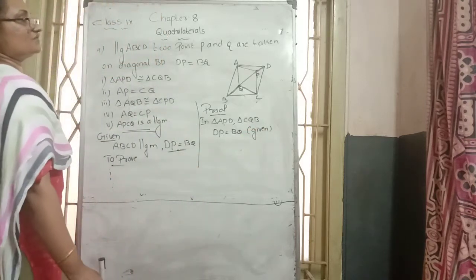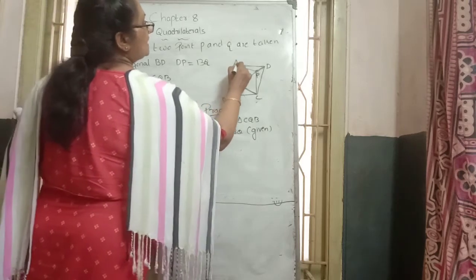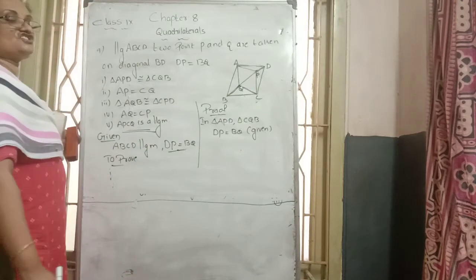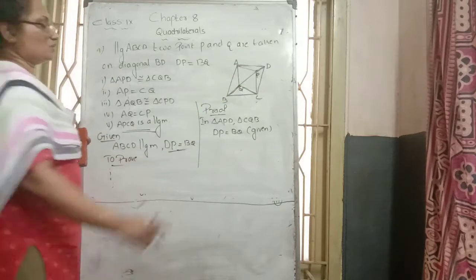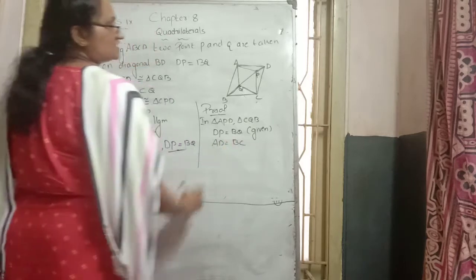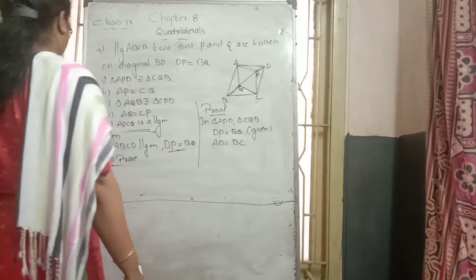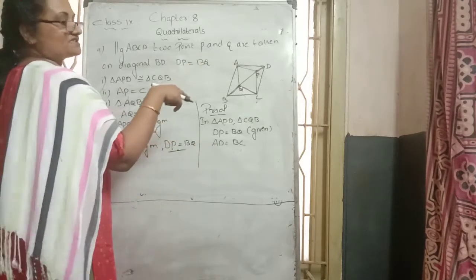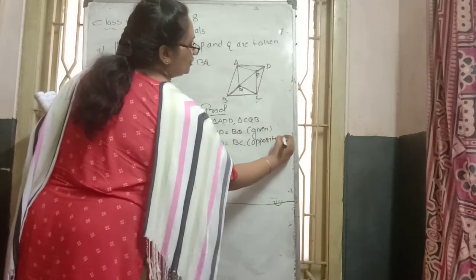Next, which condition can we write here? AD and BC are equal. Why? Already they gave that it is a parallelogram, and these are the opposite sides of the parallelogram. So we can write side AD is equal to side BC, the opposite sides of the parallelogram.